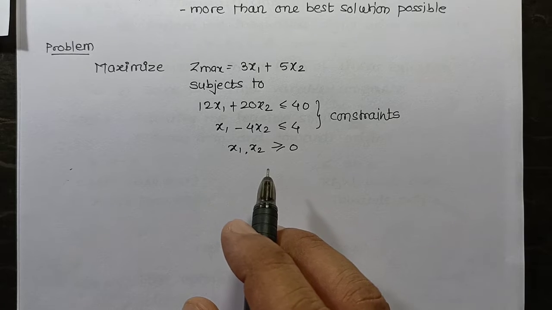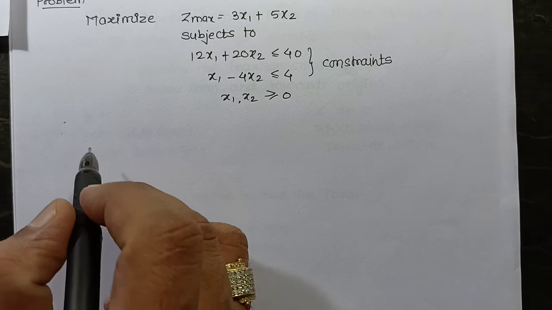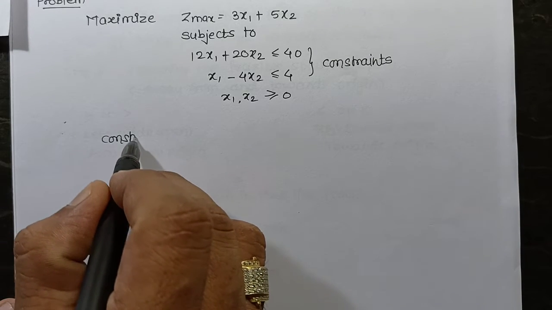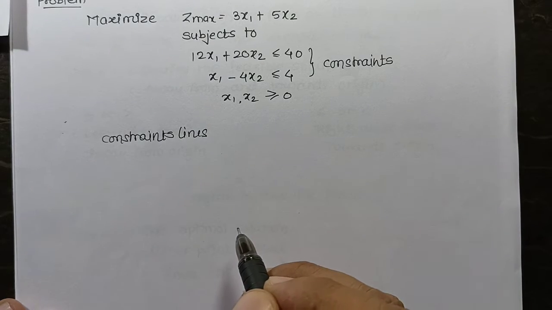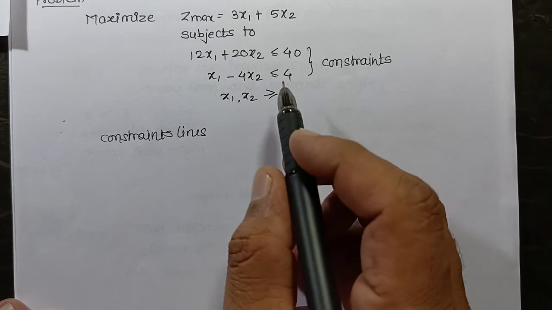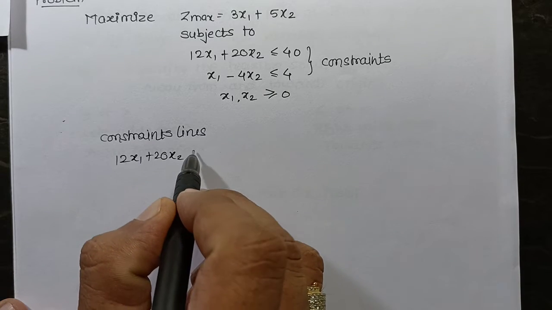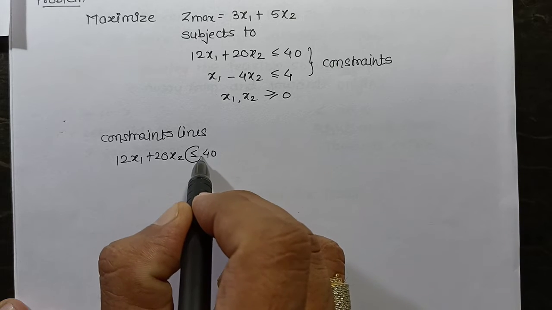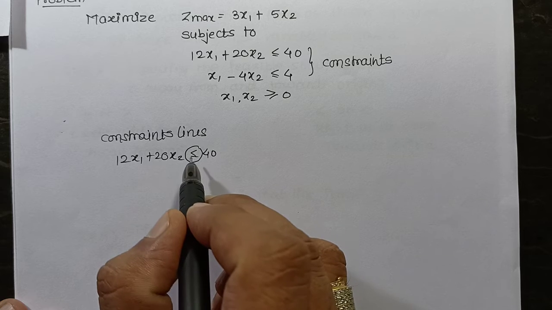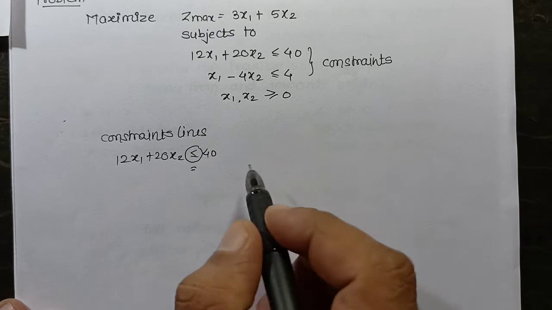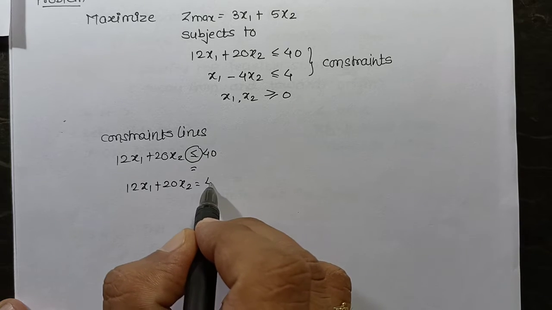In order to solve this, we are going to start with something very simple: we make the constraint lines first. We remove the inequality sign in the equation 12x1 plus 20x2 less than or equal to 40 and replace it with an equality sign. So this equation becomes 12x1 plus 20x2 is equal to 40.